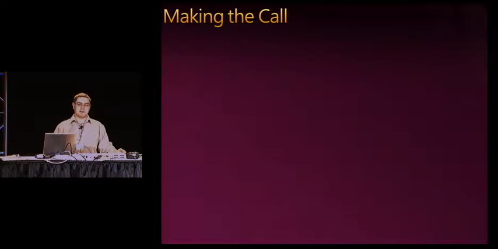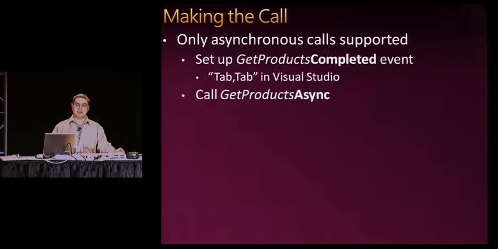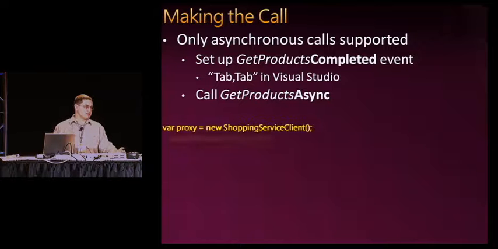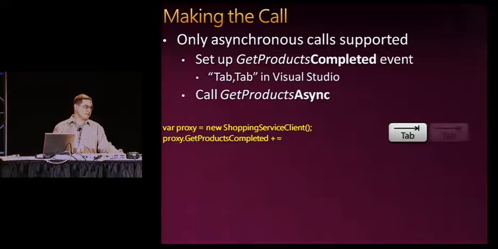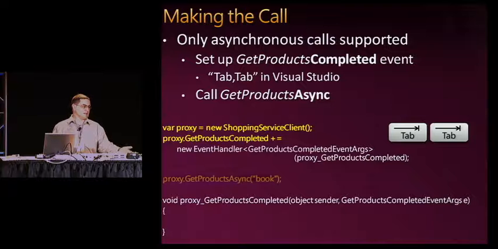So once you've created the proxy, you're ready to actually make the call. As I mentioned, we only support the asynchronous programming model. So you need to set up the do something completed event. And it's trivial in Visual Studio with the tab support. And then you call the do something async method to actually invoke it. And so that just repeats the code that you already saw. Call and handling the results.